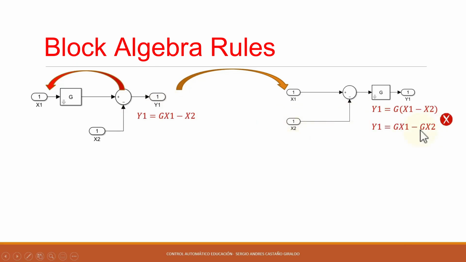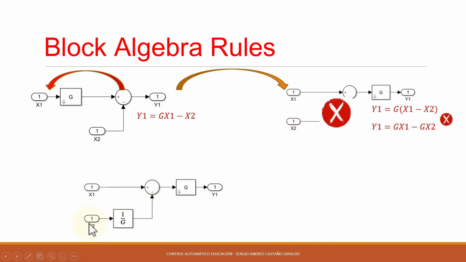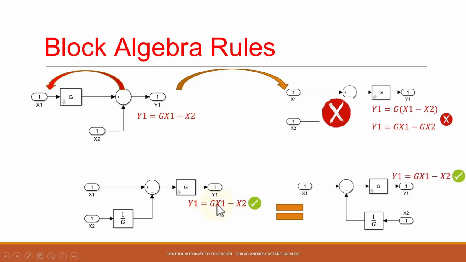So, in this x2 branch, we're simply going to insert the inverse of g to cancel out the g. So right here in this branch, we multiply by the inverse of g, and now we can verify that at the output y1, we get g times x1 minus x2, which is exactly the same as in the original diagram. And again, just so you don't get confused, this is the same as having it like this.